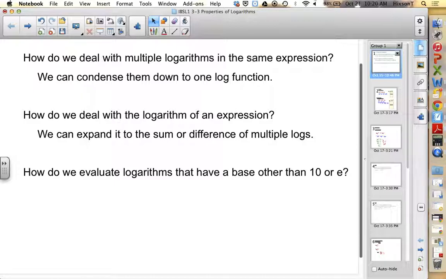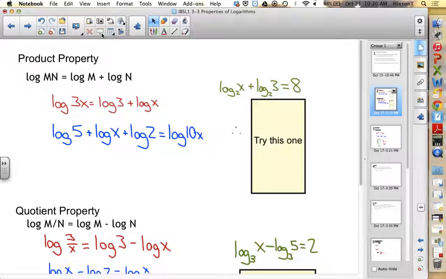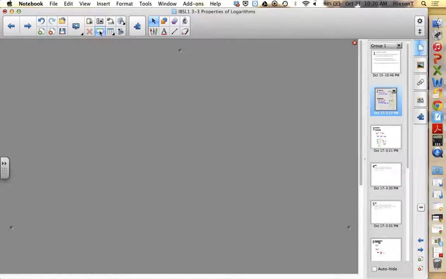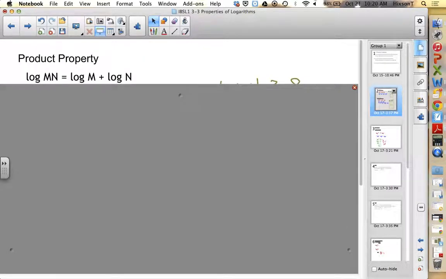Okay, so let's get into this first of all by looking at a couple of the properties. The first one is the product property. The product property says that if we have the log of two things multiplied together, we can expand that into the log of one plus the log of the other. I used m and n to represent the two different things.